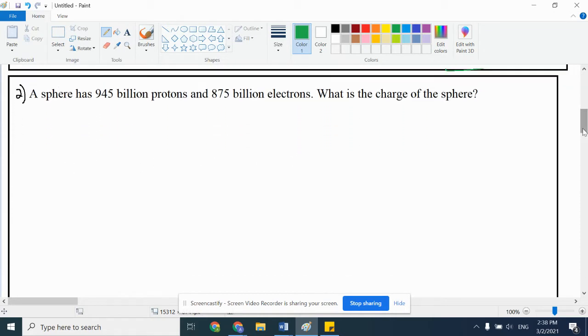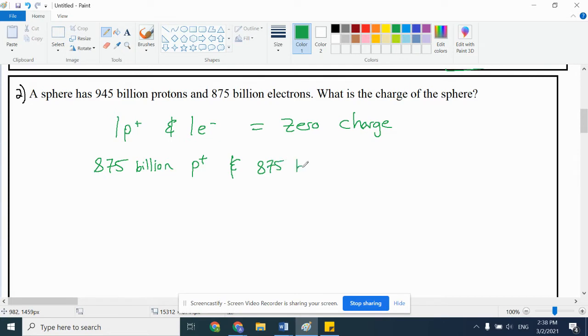Let's try another one. You have a sphere. It has 945 billion protons and 875 billion electrons. What's the charge? So I want to start by saying this. If you have one proton and one electron, the result is no charge. The two cancel out. Similarly, if you have 875 billion protons, which you do when you have 945 billion, and 875 billion electrons, the result is no charge. They cancel out. So you have an extra 70 billion protons in this problem.